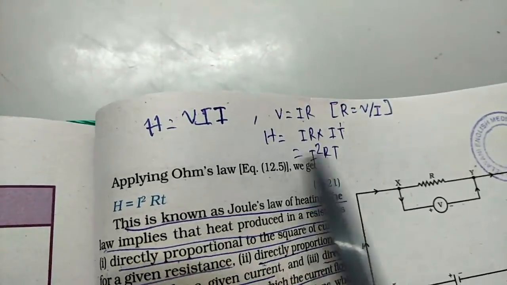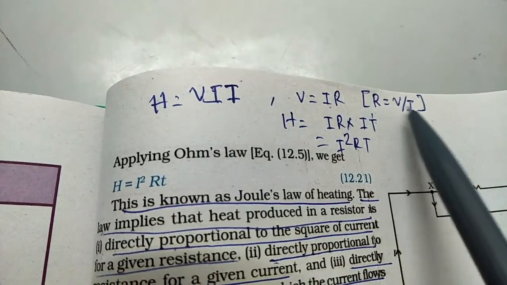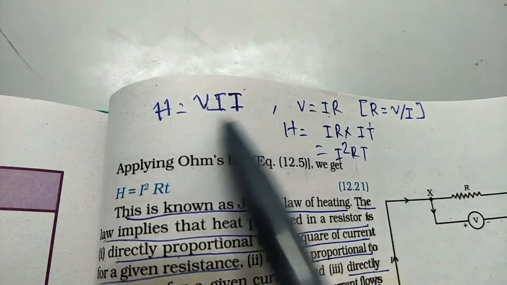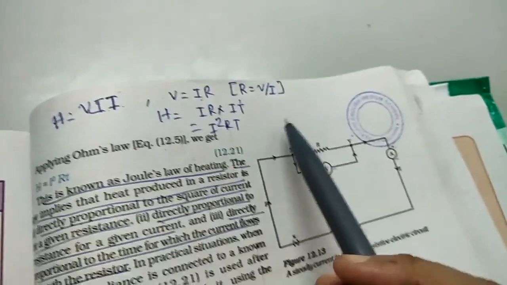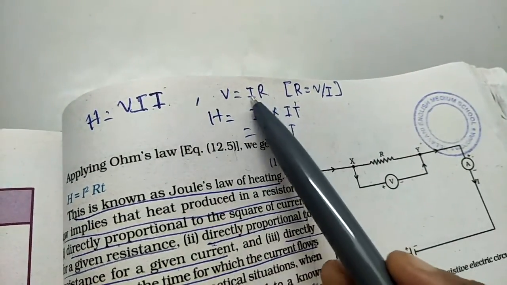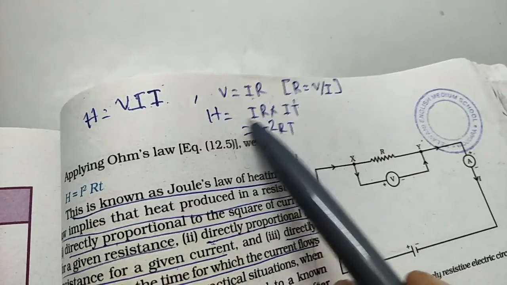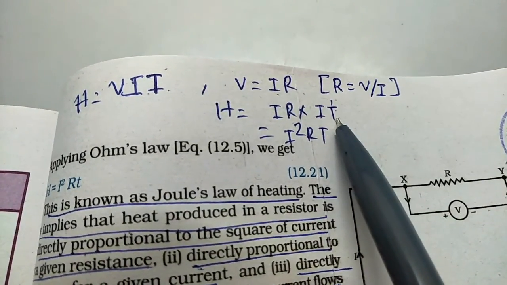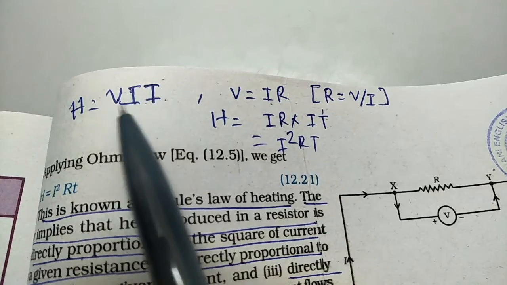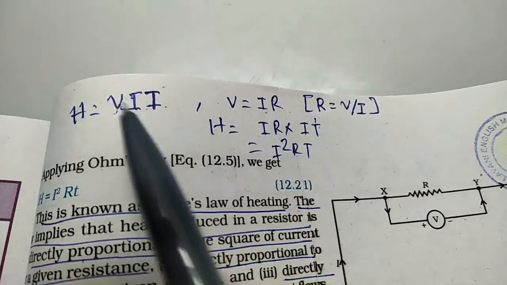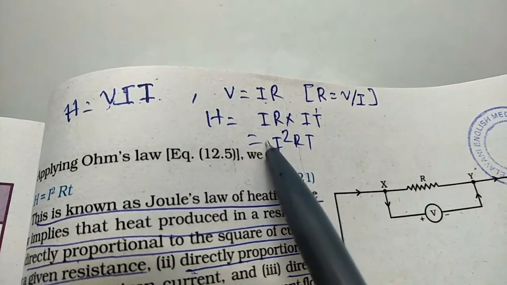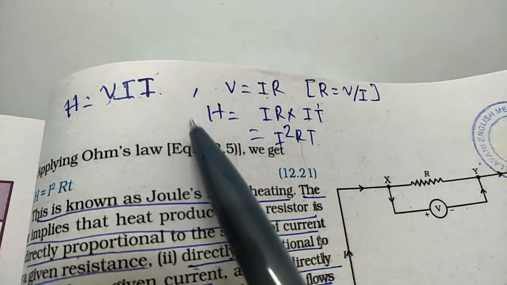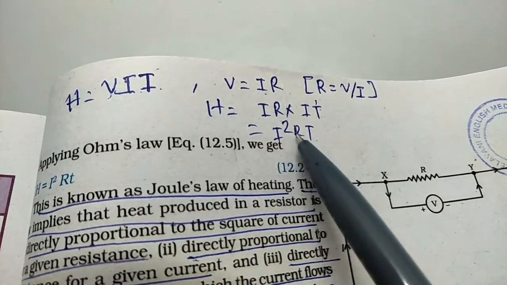Now applying Ohm's law. Ohm's law is R is equal to V upon I. So V is equal to IR. Here we have got H is equal to VIT. So in place of V we can put IR. So we'll get IR multiplied by IT, which is equal to I square RT. So the heating effect H is equal to I square RT.